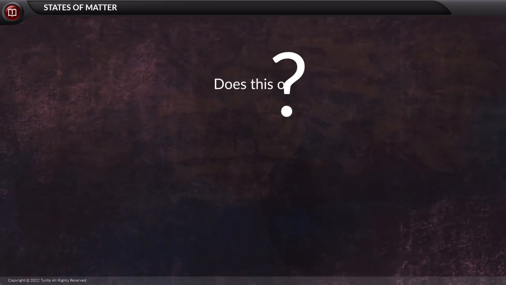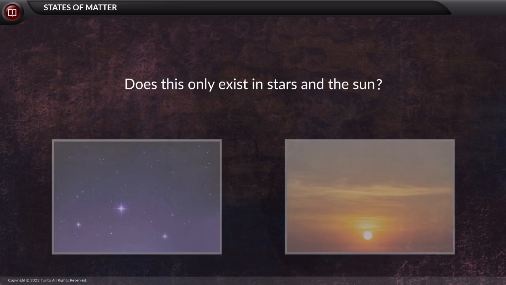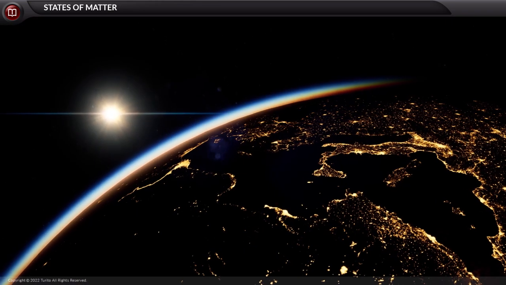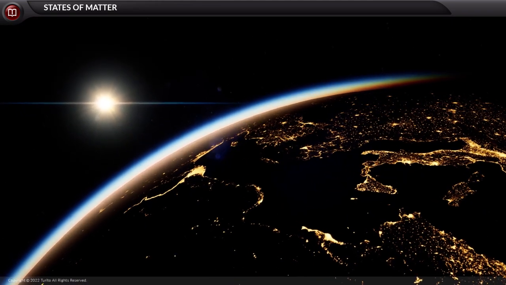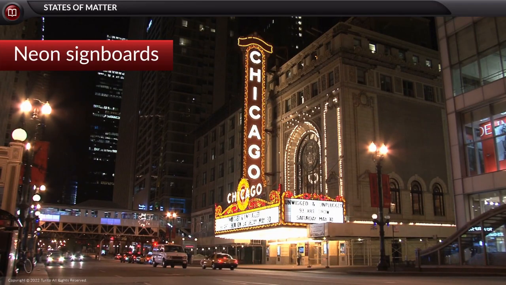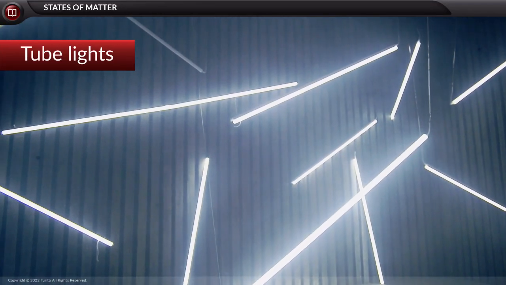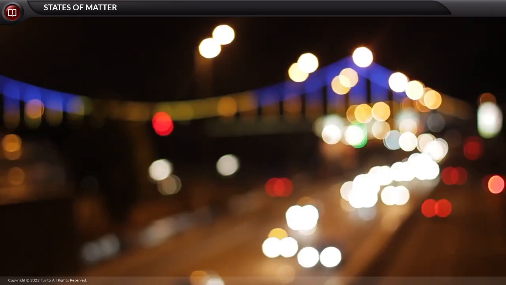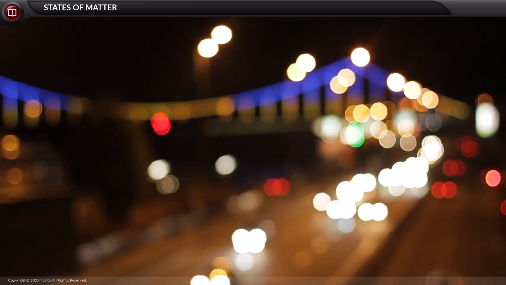Now the question is, does this only exist in stars and the sun? The answer is no. We can also create this on the earth. The plasma state is present in neon signboards, tube lights, plasma TVs, auroras, and likewise. Actually, anything that glows. So, remember that.